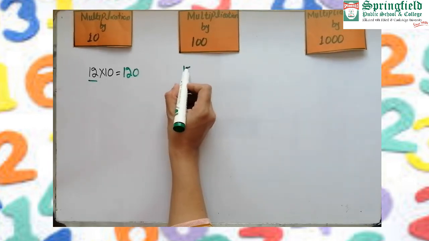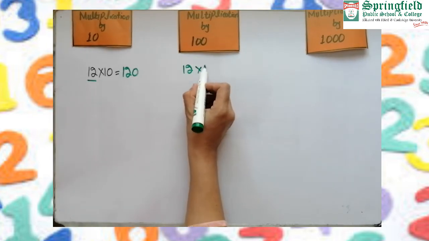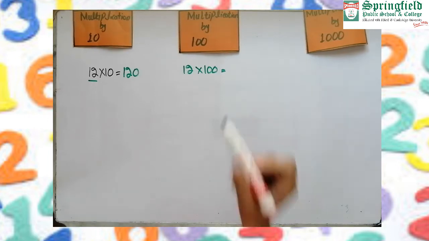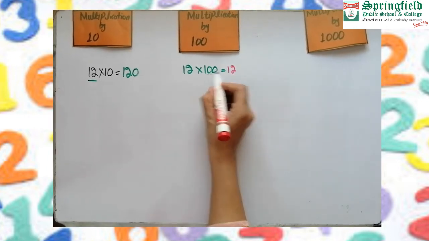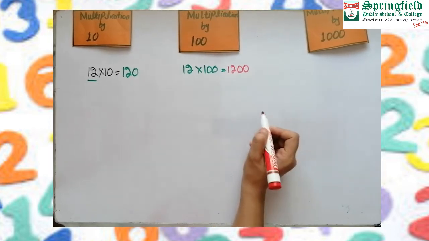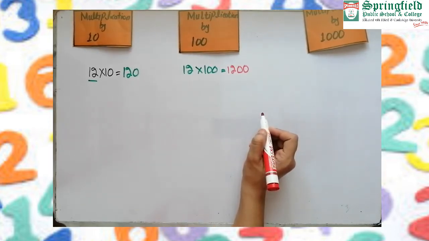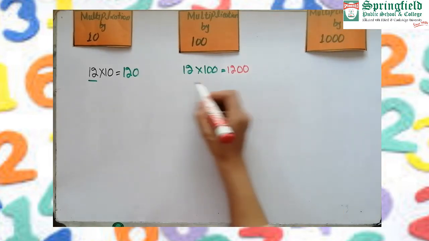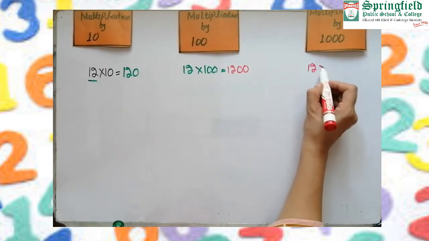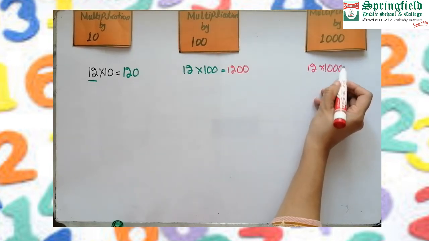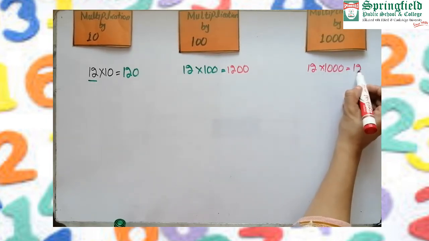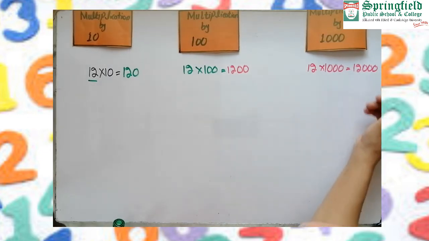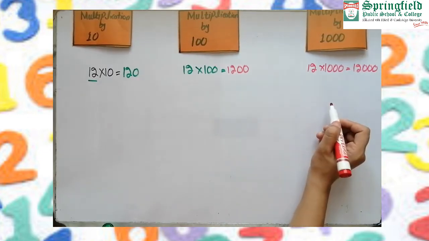Similarly, when 12 is multiplied by 100, what will be the answer? We write 12 first, and then 100 has how many zeros? Two zeros, so we write two 0s more, and it becomes 1200. And now multiplication by 1000: when 12 is multiplied by 1000, first we write 12, and then 1000 has three zeros, so we add three 0s more, and it becomes 12,000.